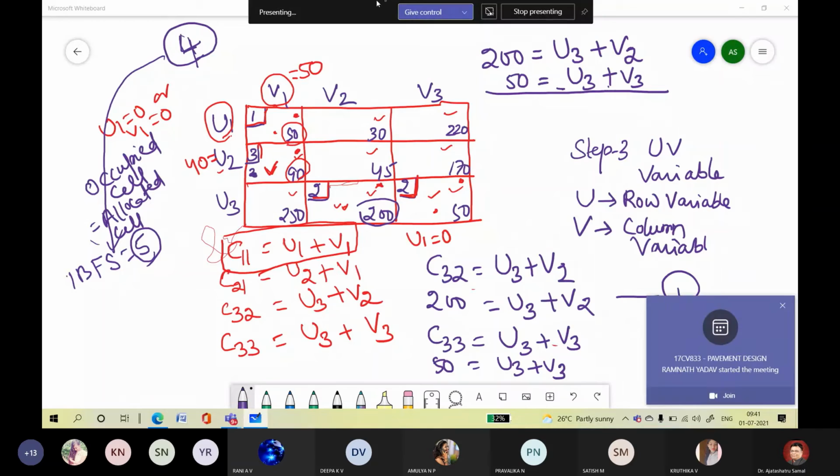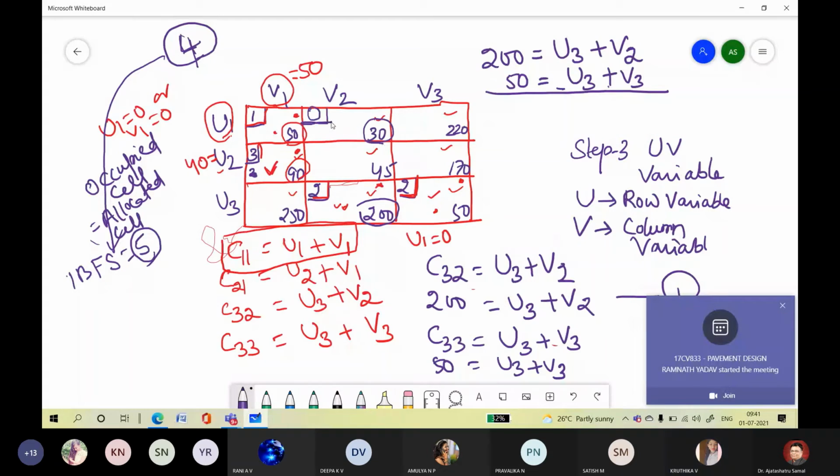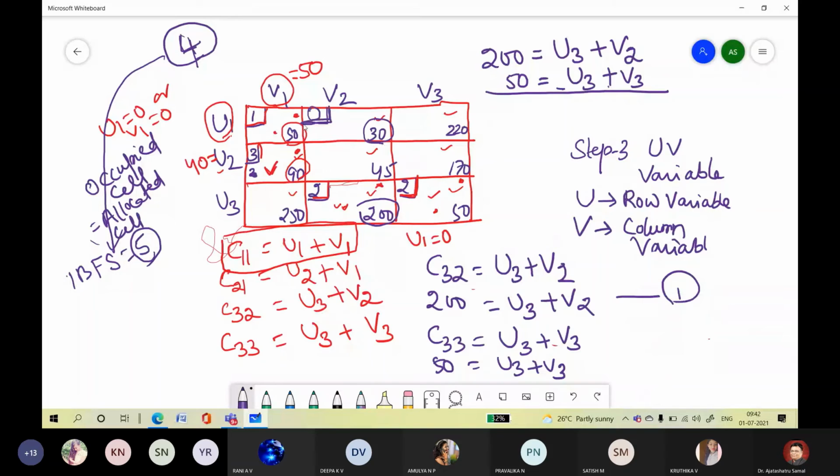You have to search for the place which has the least cost value. Can you tell me which is the least cost value? 50, 90, 220, 200, 50, 170, 220, 45. So 30 is the least cost value. Here you have to put a dummy cell value as an allocated cell value. Keep in mind, when you want to apply the MODI method, you have to match IBFS equal to allocated cell value. Now the allocated cell value is 5.